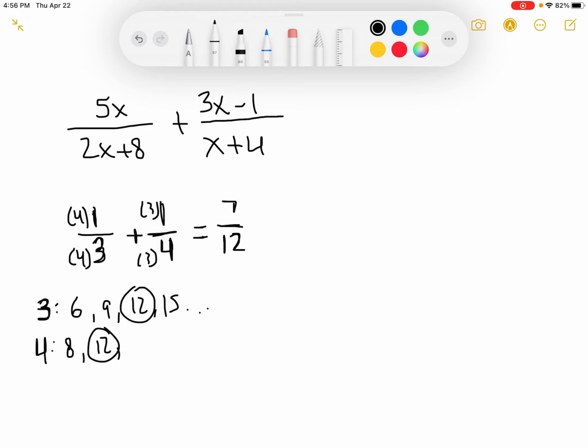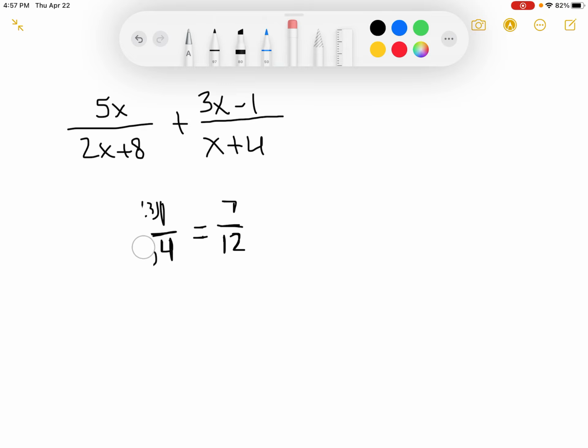So basically, you ask how do you make it 12? All you have to do is multiply by 4 for this one and by 3 for this one, which just happen to be the same as the other denominators. That's what we're doing, but we can't do it just like that because it's polynomials. We have 2x plus 8, and then we have x plus 4. Let's try to factor this and see if we can make it simpler so it looks like the other one.